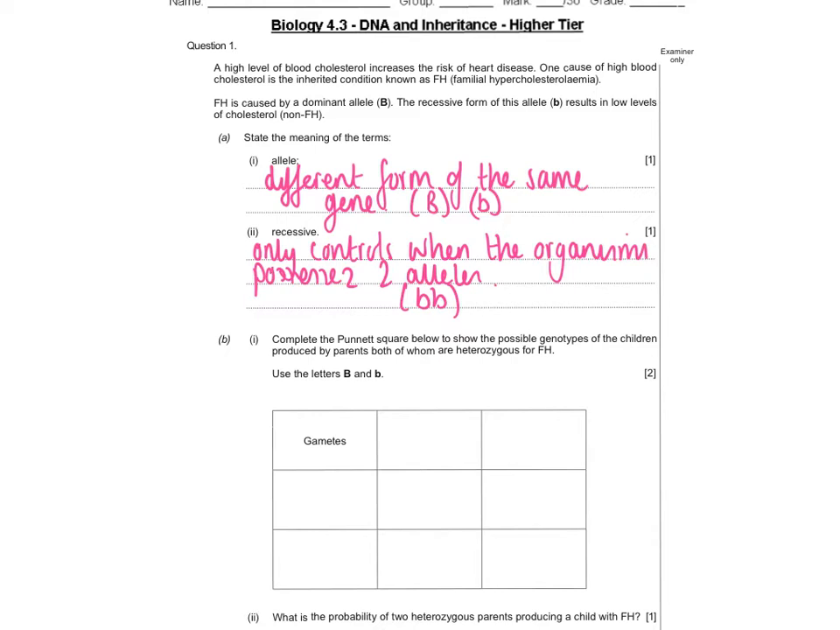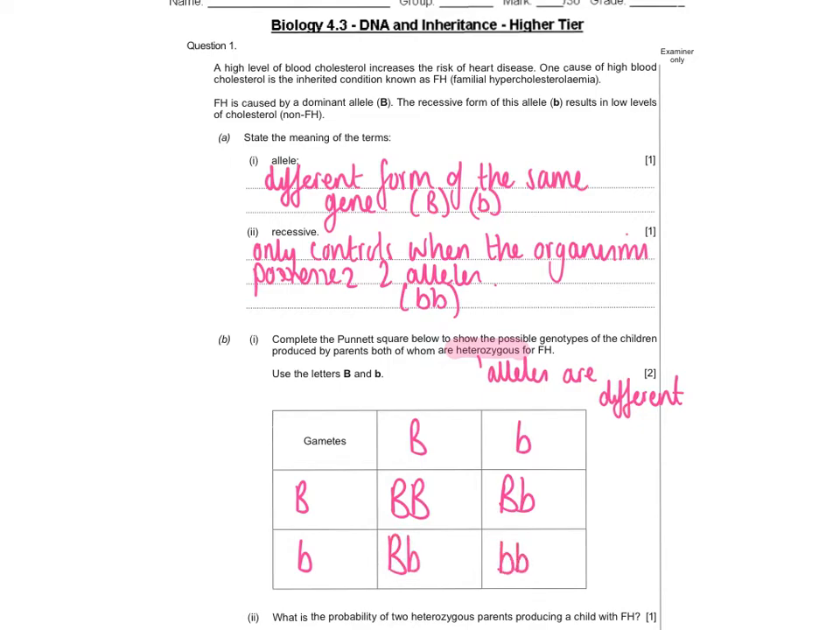Okay, the question says, complete the Punnett square below to show the possible genotypes of the children produced by parents, both of whom are heterozygous. So we've got a keyword then, heterozygous. Heterozygous is when alleles are different. So if the alleles are different, both parents must be big B, little b. So that's what we're going to put into our Punnett square, and then we're going to fill it out.